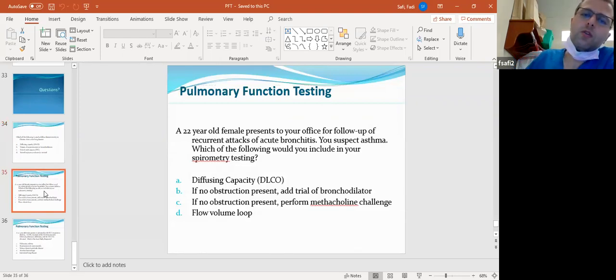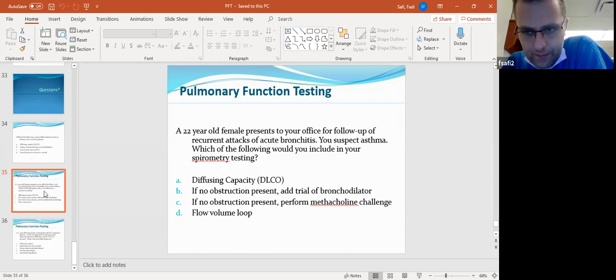Another question. A 22-year-old female presents to your office for follow-up of recurrent attacks of acute bronchitis. You suspect asthma. Which of the following would you include in your spirometry testing to diagnose asthma? Is it diffusing capacity? No, of course not. If no obstruction is present, you add bronchodilator. Possible. If no obstruction is present, you do methacholine challenge. Possible. Flow volume loop, of course not.